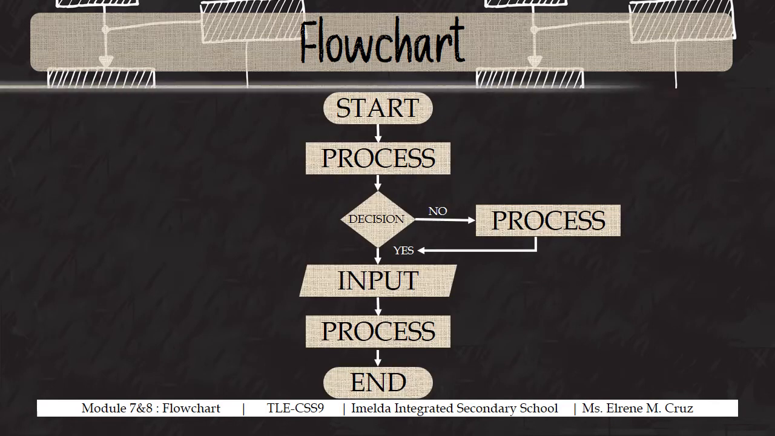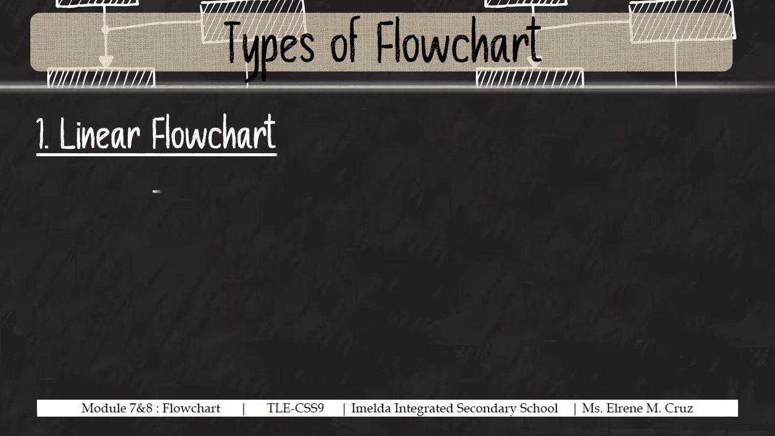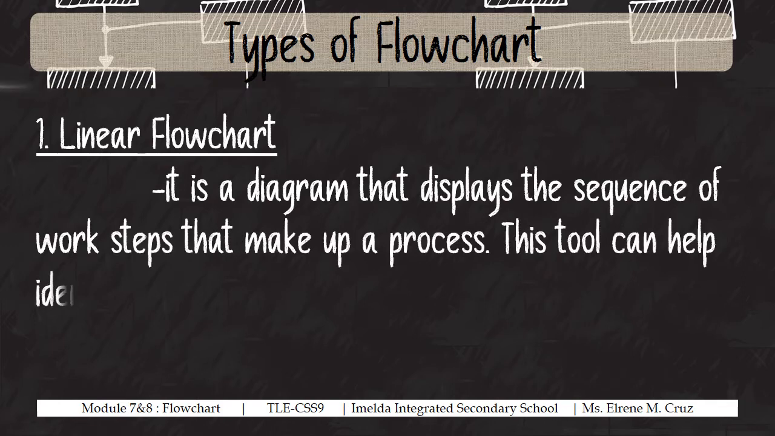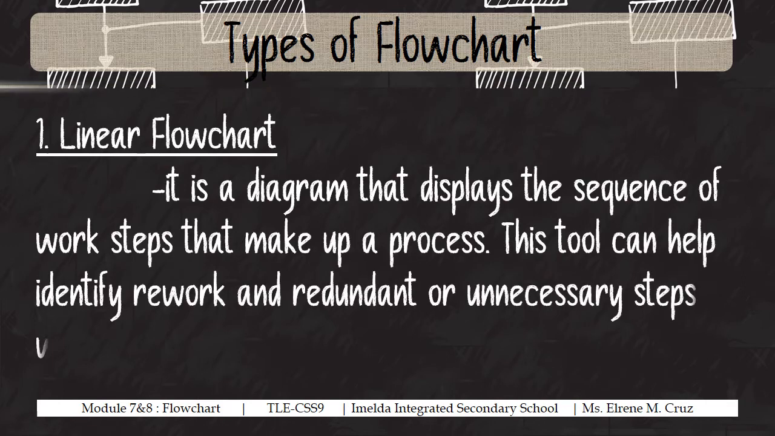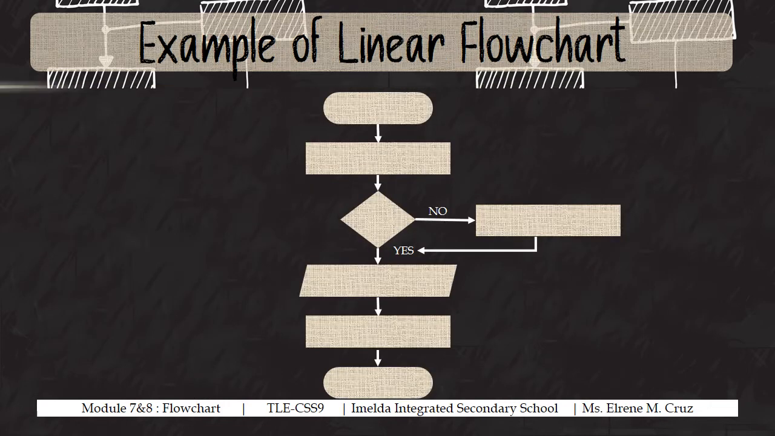Here is an example of a flowchart. There are two types of flowchart. The first one is the linear flowchart. It is a diagram that displays the sequence of work steps that make up a process. This tool can help identify rework and redundant or unnecessary steps within a process. This is an example of a linear flowchart.